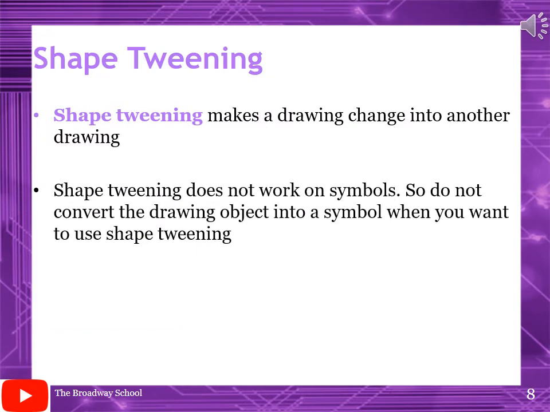Shape tweening. Shape tweening makes a drawing change into another drawing. Shape tweening does not work on symbols, so do not convert the drawing objects into a symbol when you want to use shape tweening. For motion tweening, we need to convert the drawing into a symbol, but for shape tweening, we do not need to convert them into symbols. Remember it.